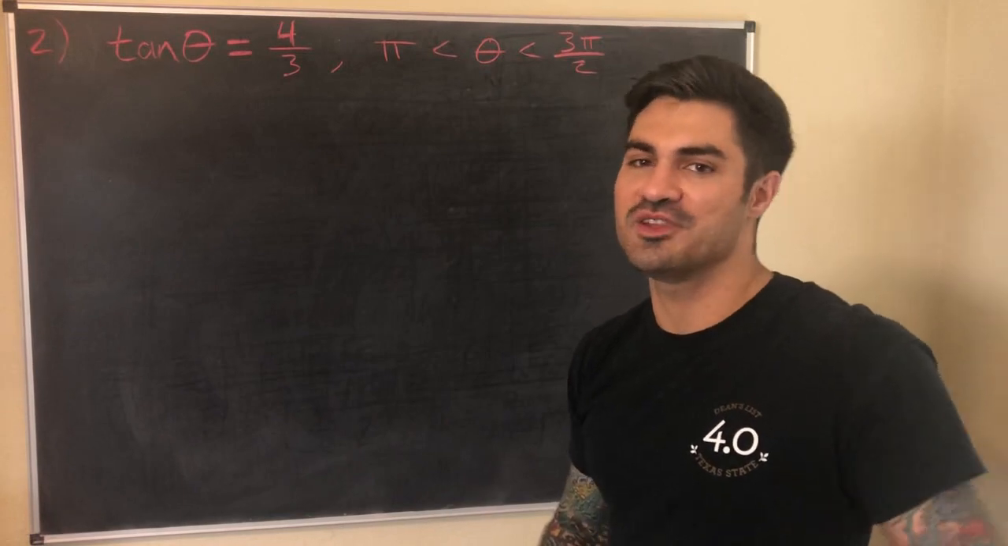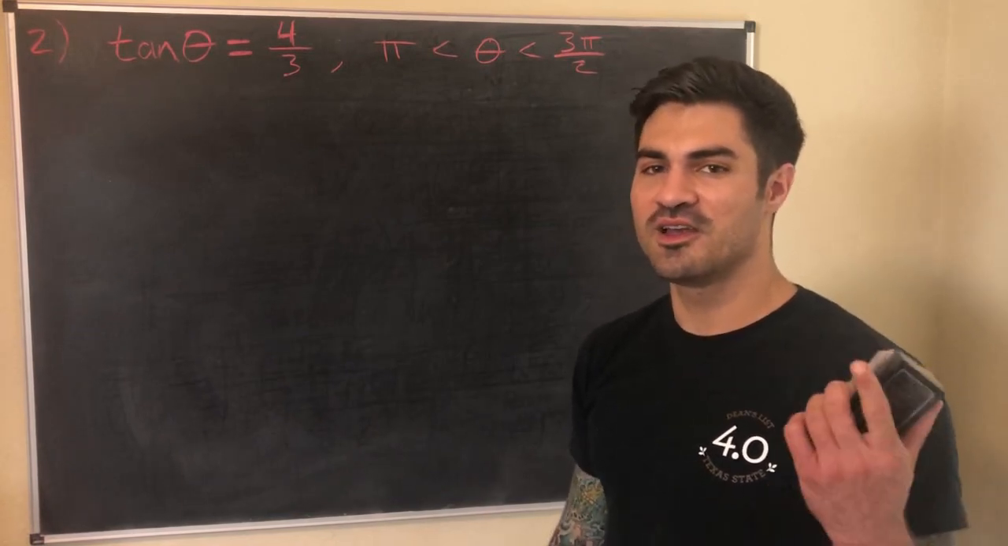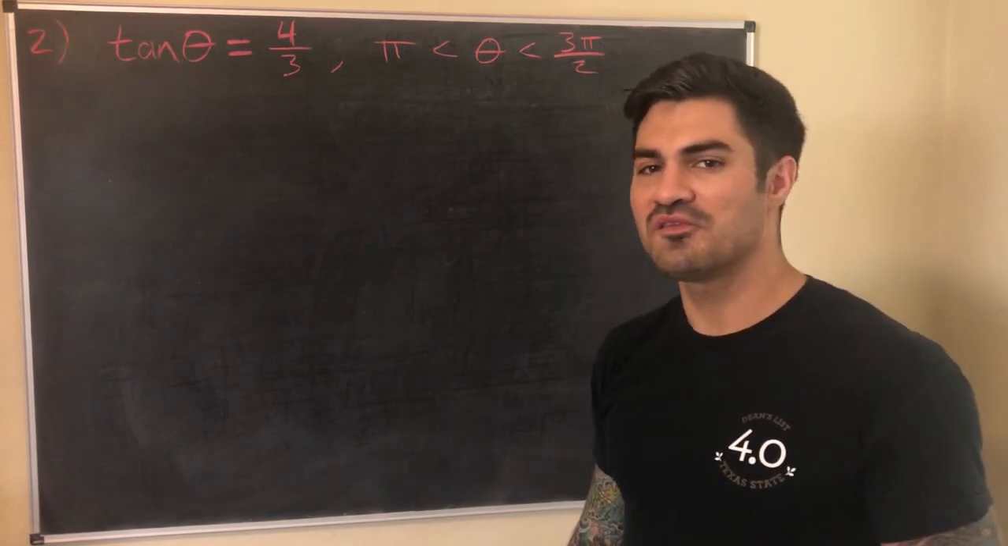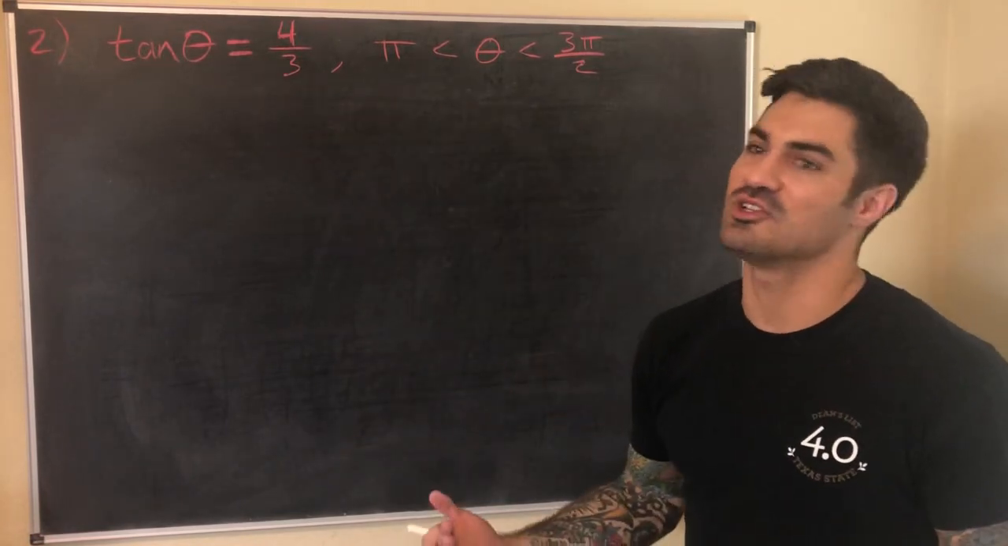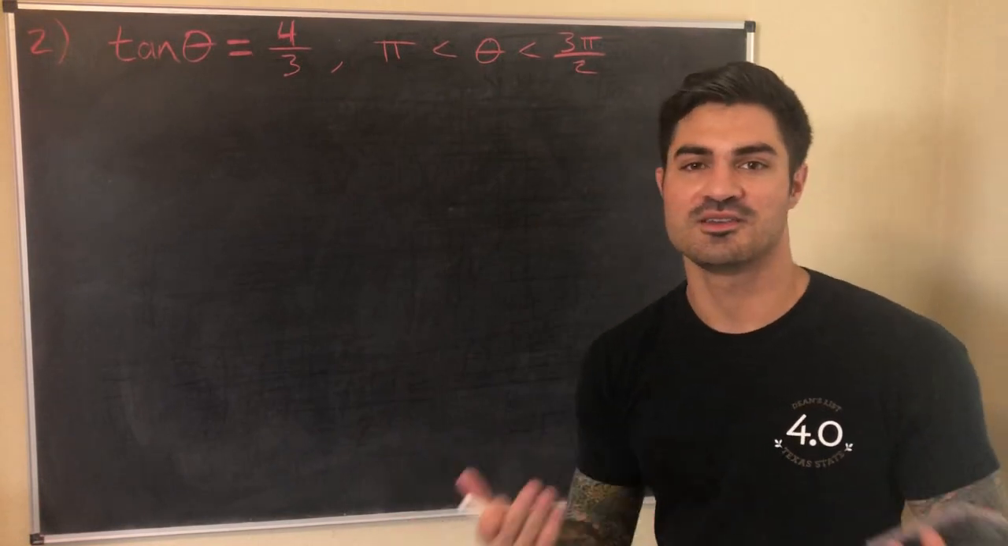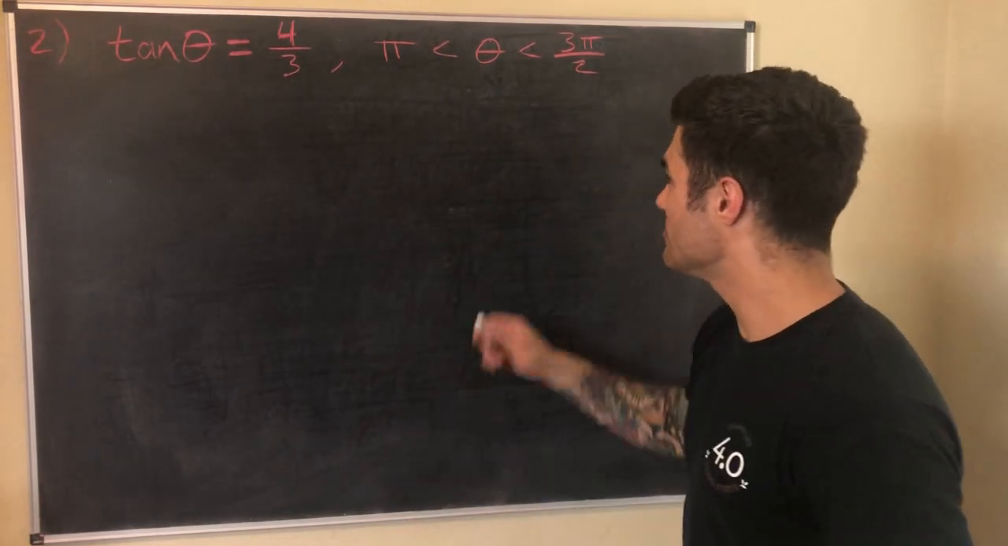So in order to find all of these things, we need to know the sine of theta and the cosine of theta. But we can find those things given this information, right? This is stuff we've done in previous sections. Given this information, we can find sine theta and cosine theta. So how do we do that?